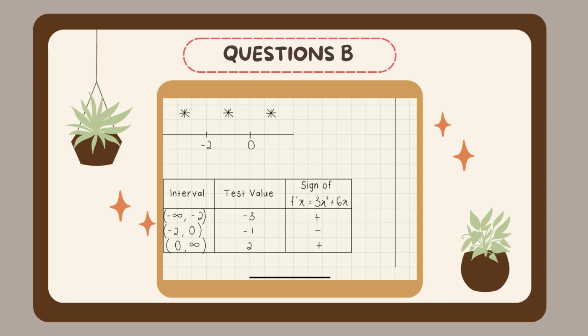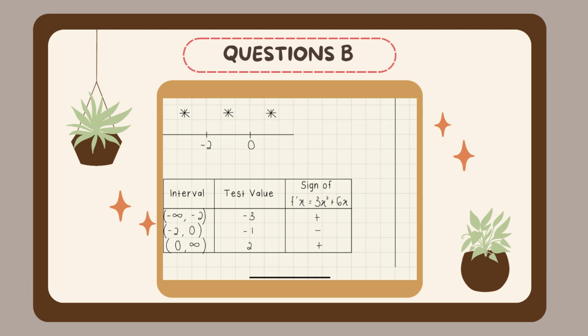For the test value, for the first one, we need to choose a number which is less than negative 2. So here I chose negative 3. For the second test value, we need to find a number between negative 2 and 0, so I chose negative 1. For the last test value, we need to find a number larger than 0, which is 2.